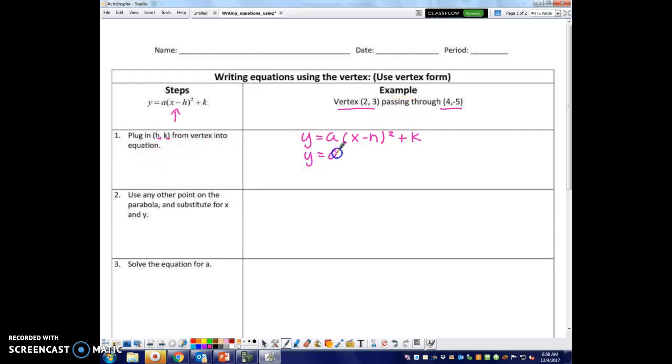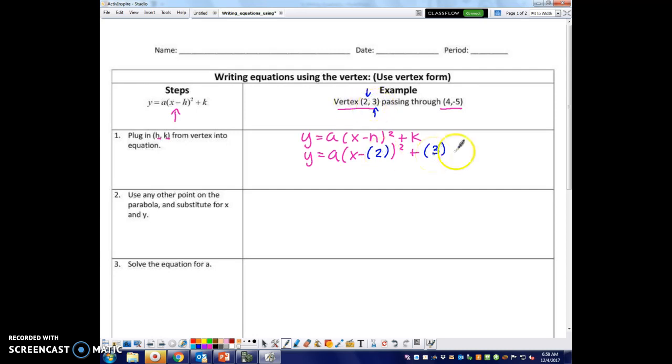So we're going to do that. y equals a(x minus, and let me do this in another color so you can see it. What was our h? It's the 2, okay? x minus h squared plus, and what's our k? It's the 3, plus 3. All right? So that's all we did, is we just plugged in the vertex (2, 3).